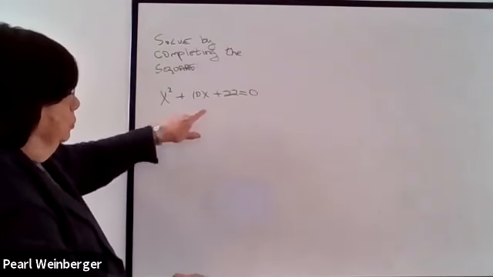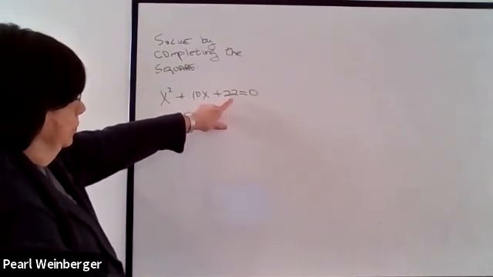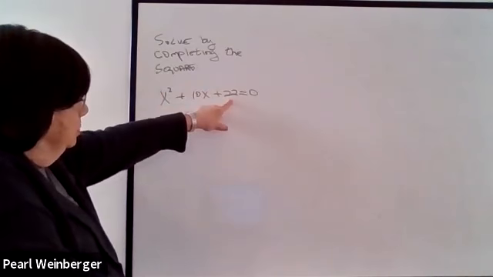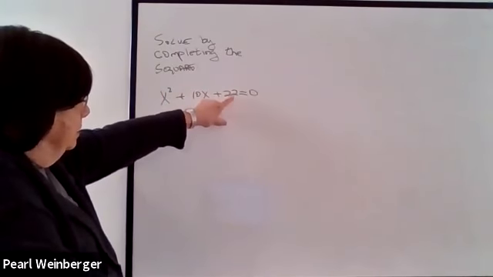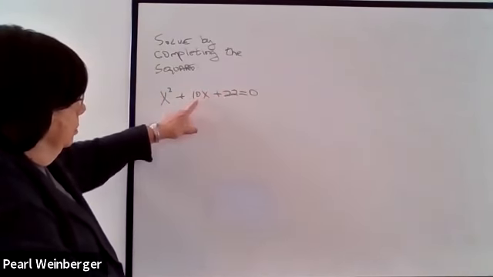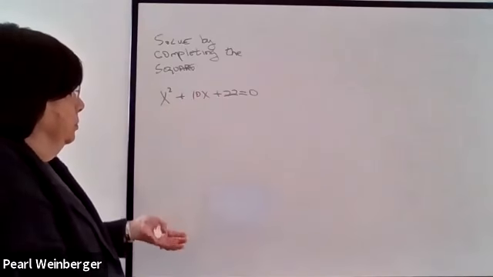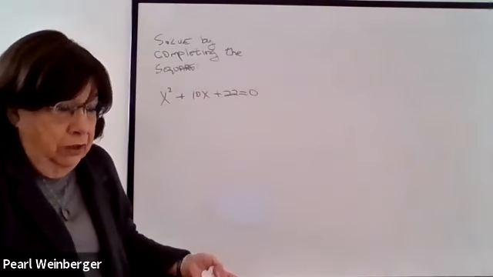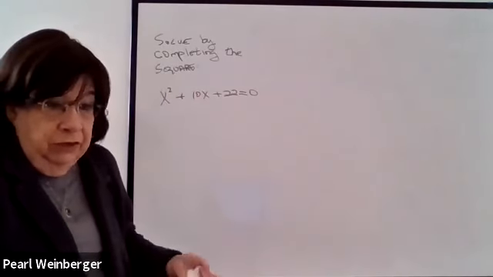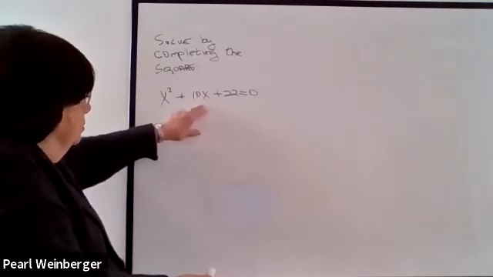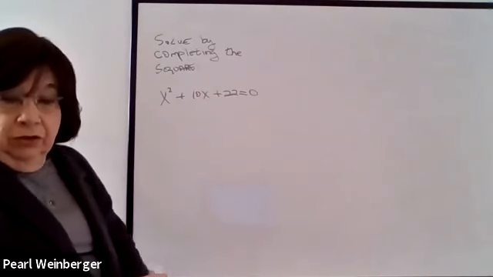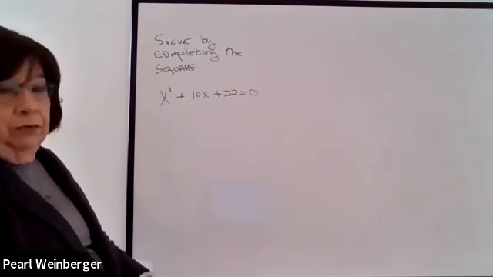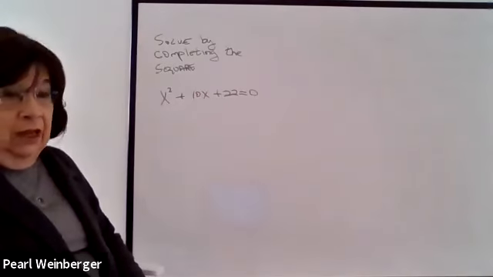It isn't factorable because in order to factor it, since this AC is 22, you'd need two numbers that would multiply to 22, but when you combine them would give you 10. And the only numbers that multiply to 22 are either 1 and 22, which adds up to 23, or 2 and 11, which adds up to 13. There's nothing that just adds up to 10. So therefore, we're stuck with this is not factorable, and we'd like to solve this.